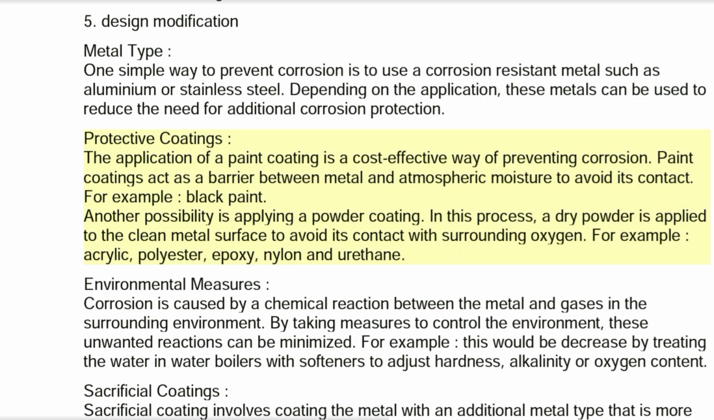Protective coatings. The application of a paint coating is a cost-effective way of preventing corrosion. Paint coatings act as a barrier between metal and atmospheric moisture to avoid its contact. For example, black paint. Another possibility is applying a powder coating. In this process, a dry powder is applied to the clean metal surface to avoid its contact with surrounding oxygen. For example, acrylic, polyester, epoxy, nylon and urethane.